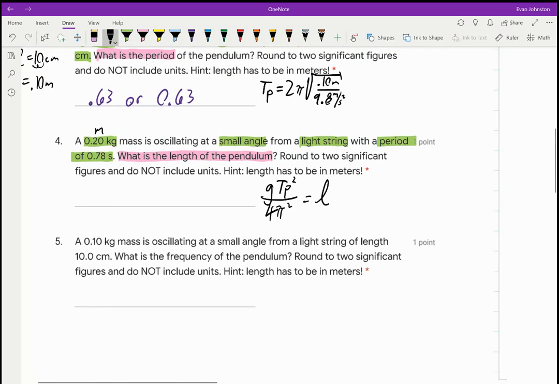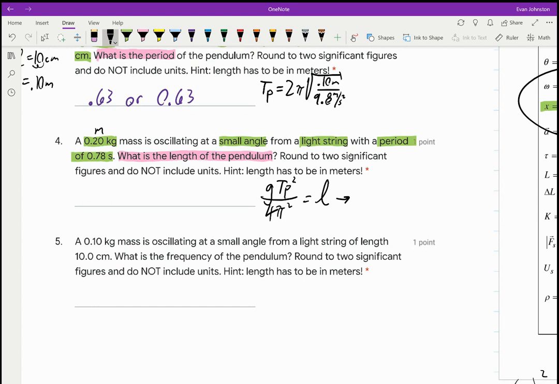So putting in the numbers first, before the calculator, I have 9.8 meters per second squared times the period, which is 0.78 seconds, squared. And then we have over 4 pi squared. Now, here's the cool thing.